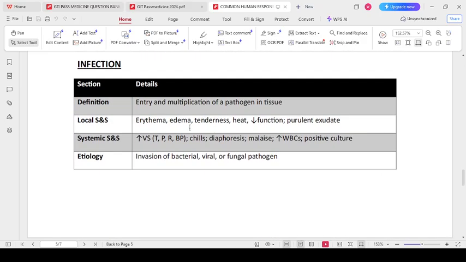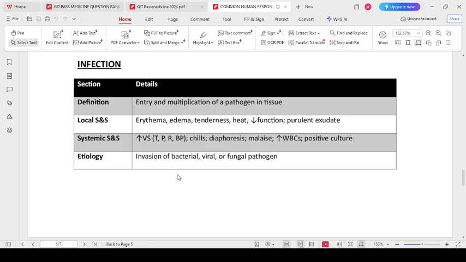Now, infection, it's basically entry and multiplication of pathogen in tissues. What are the local signs and symptoms, and what are the systemic signs and symptoms? In local, erythema, edema, tenderness, heat, decreased function, and purulent exudate. In systemic, increased vital signs, tachypnea, increase in pulse, increase in respiration, increase in blood pressure. Chills, diaphoresis, malaise, increase in WBC count on CBC, and positive blood culture on culture and sensitivity.